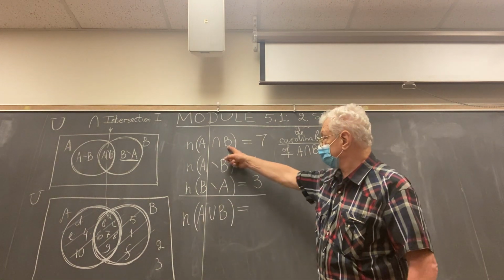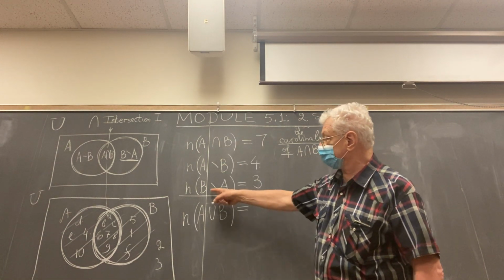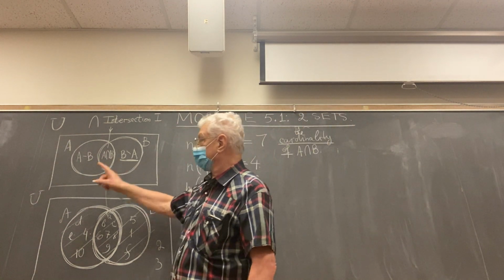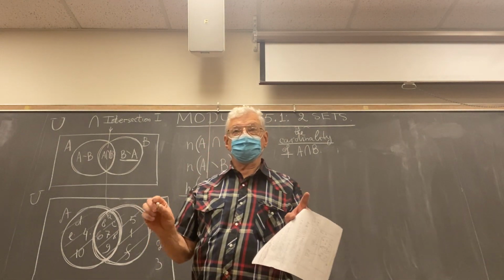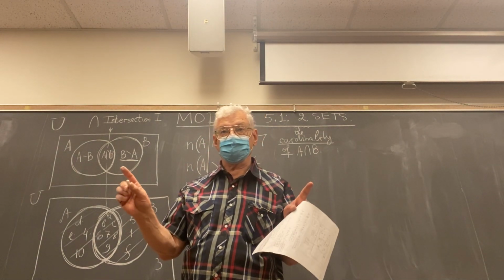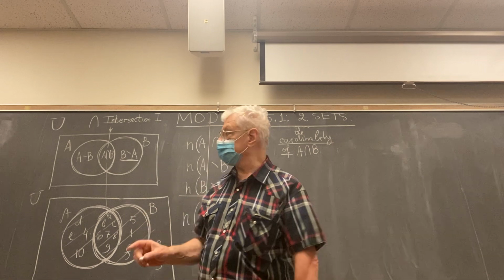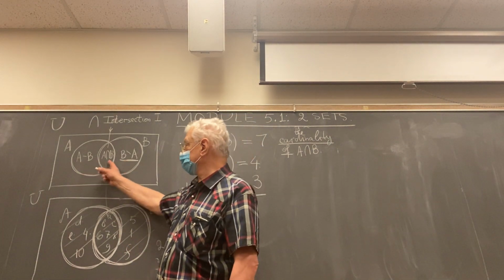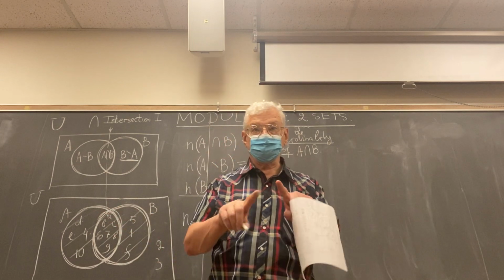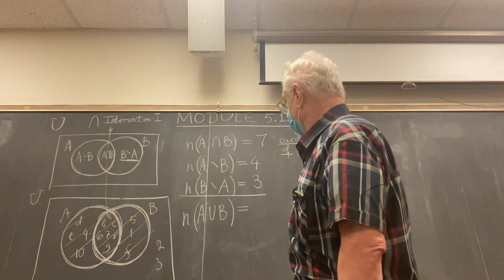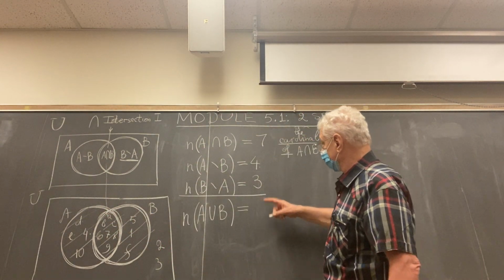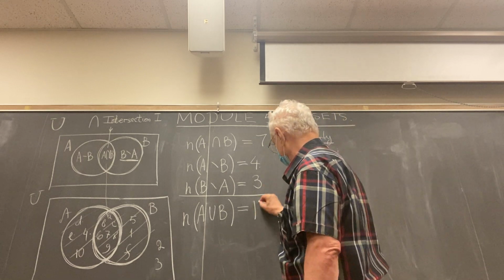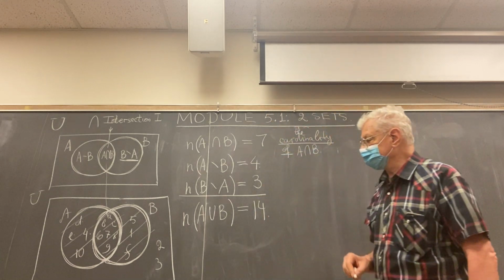This set, this set, and that set do not have anything in common. No common elements, so it's called a disjoint union. Disjoint means no common elements. So we have to add those. It will be 7 plus 3 plus 4, which is 14.